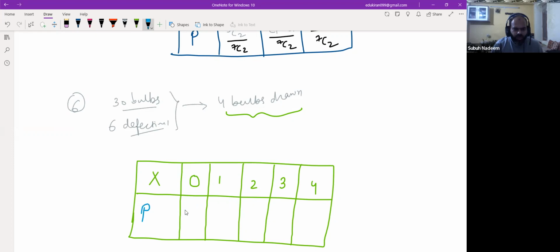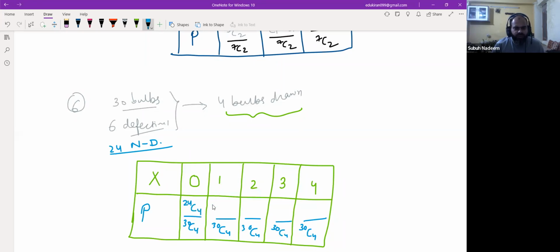Now their probability distribution. Similarly, the denominator part is the same. That is, total bulbs are 30, you are withdrawing 4. It will be 30C4. You don't have to calculate this, you can leave it as it is. And the numerator part is that you are withdrawing 0 defective bulbs. That means all the bulbs which you are withdrawing are non-defective. So non-defectives are 24. So the 4 bulbs are non-defective in 24C4 ways.